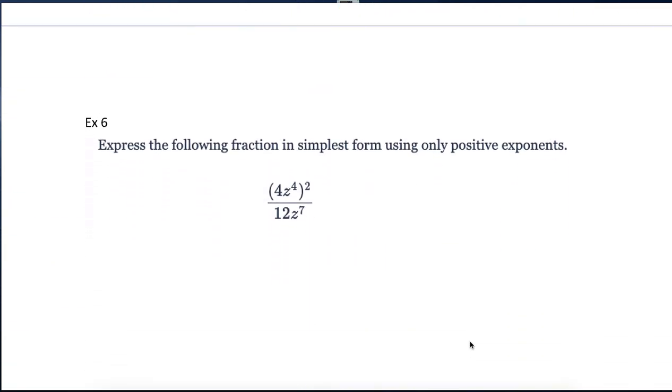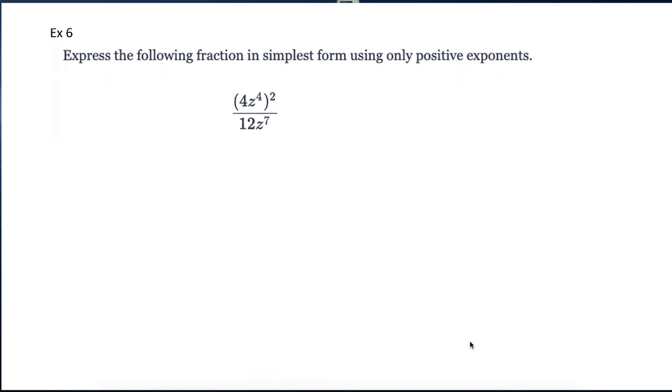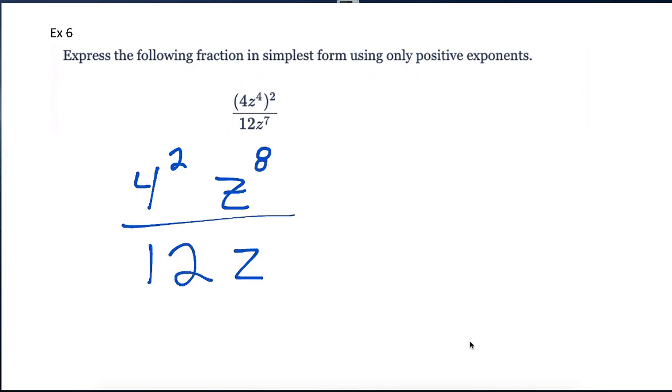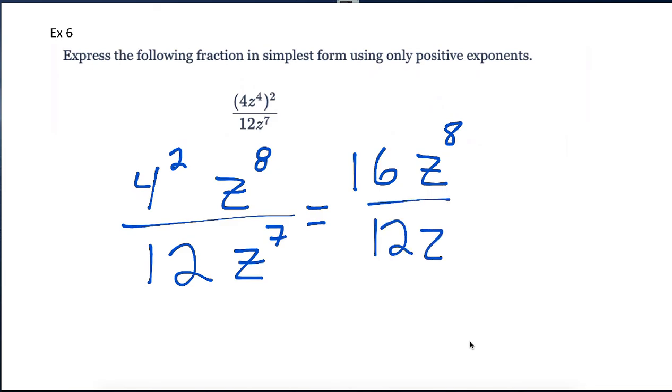All right, last one. Using only positive exponents. Let's look at this one. Remember, this will be 4 squared, z to the 8th on the top, 12 z to the 7th on the bottom. We simplify it a little more. 4 squared is 16 z to the 8th over 12 z to the 7th.